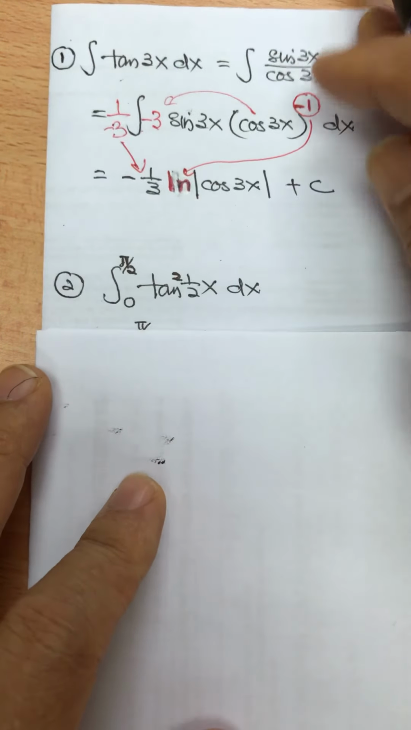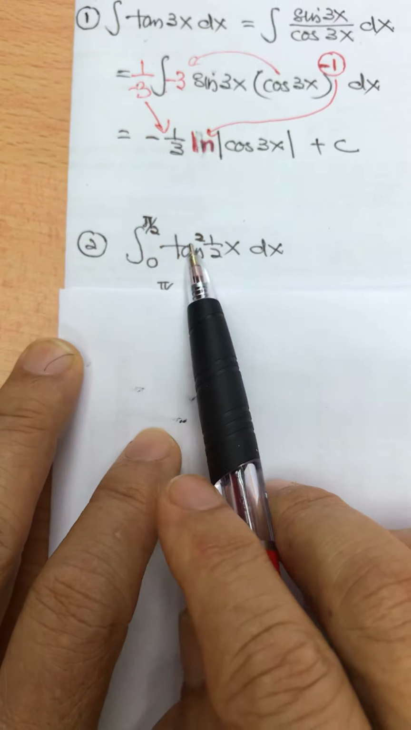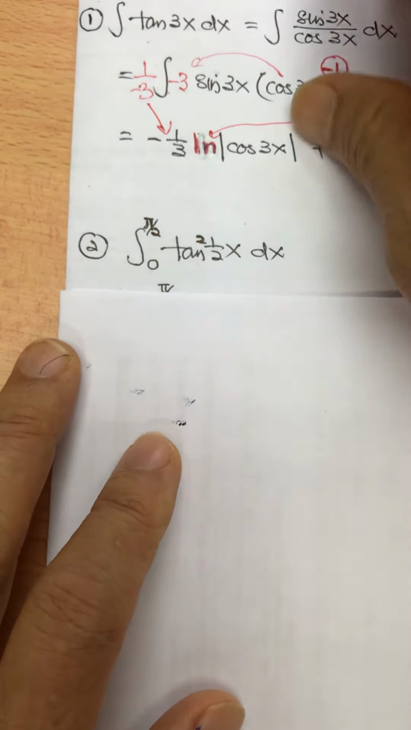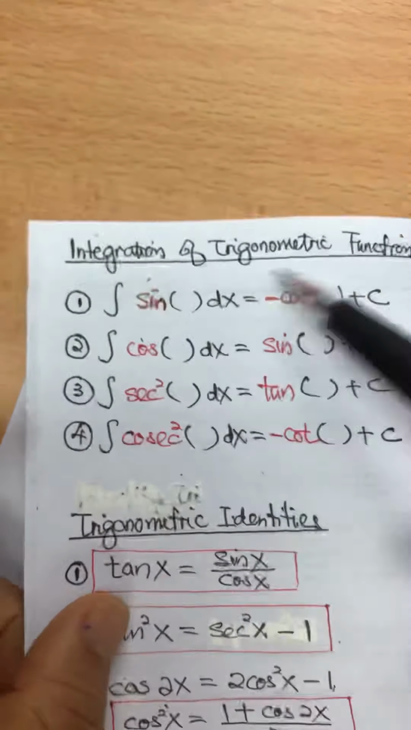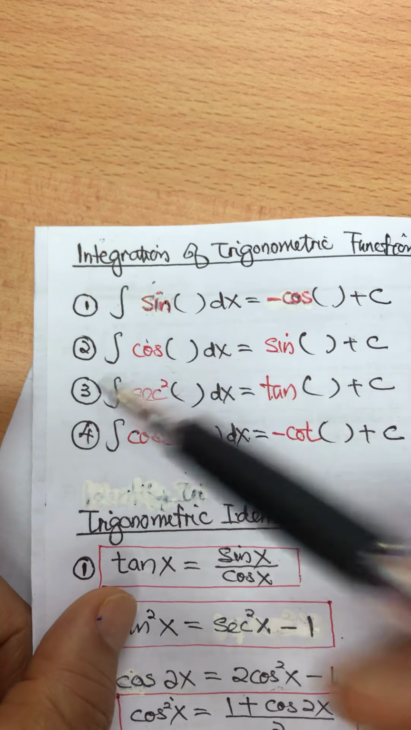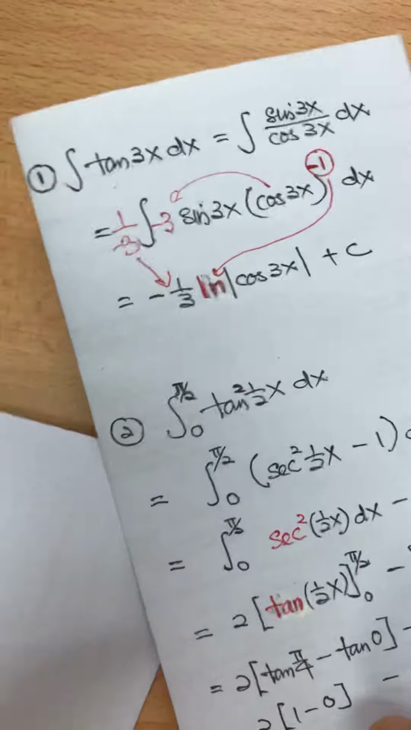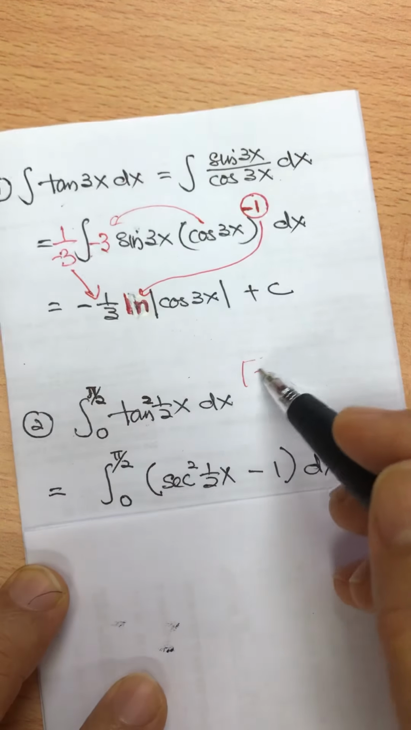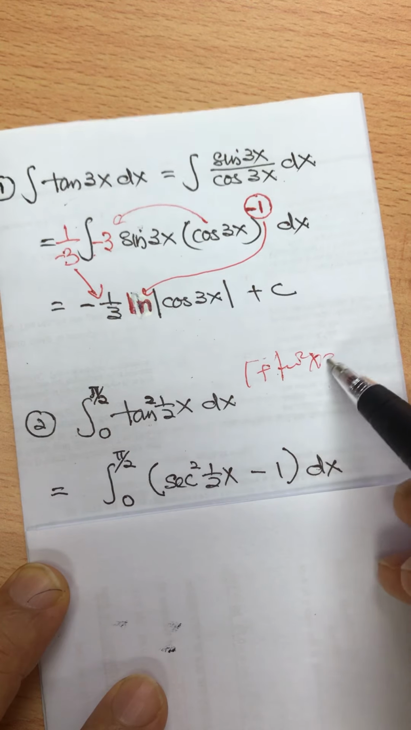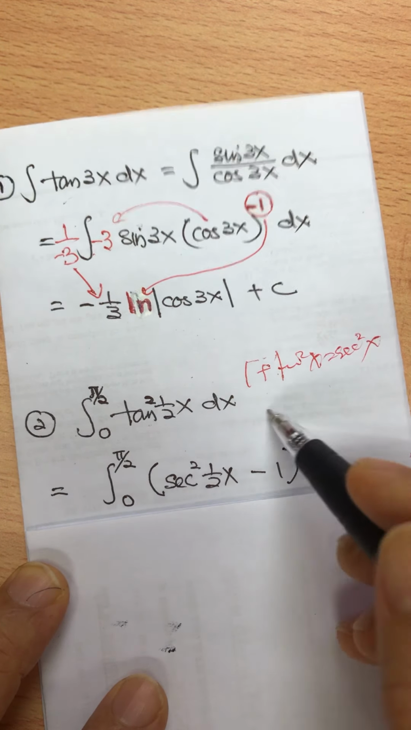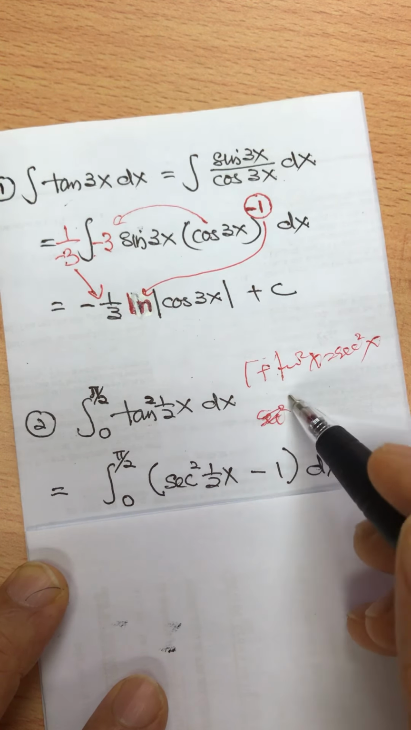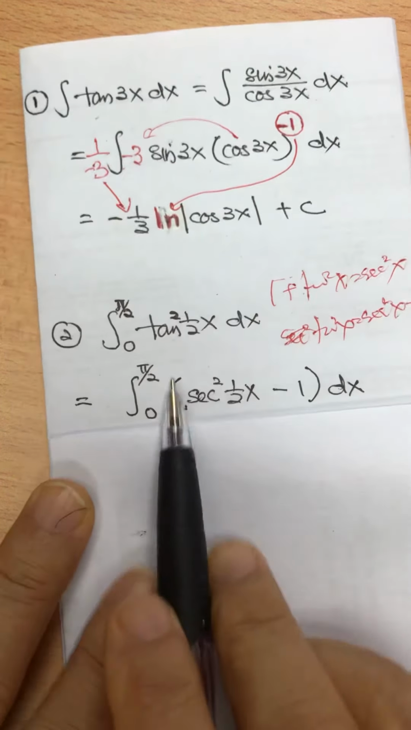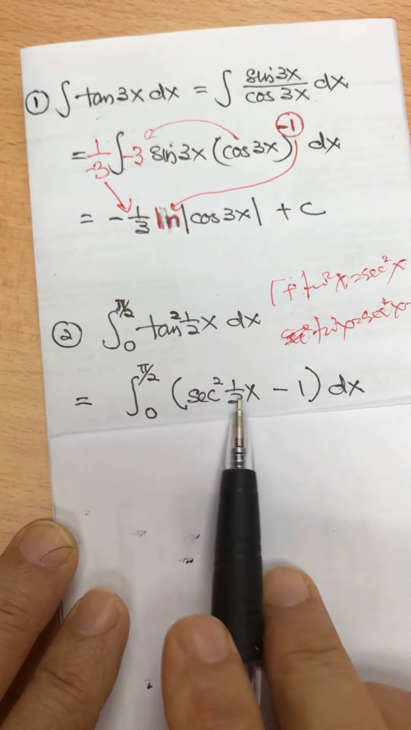Okay, so how about if I want to integrate tangent square? Just like what I said just now, we don't have tangent square in the list, but we have secant square. So we use the identity. The identity is 1 plus tangent square x is equal to secant square x. So tangent square x is secant square x minus 1. So tangent square of this is secant square of this minus 1.